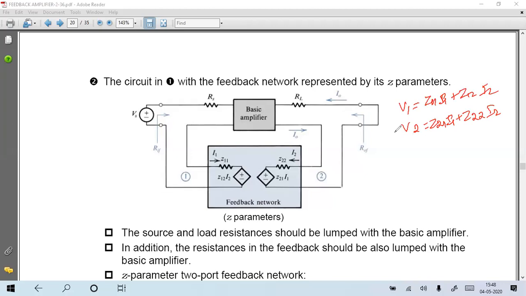At the input side, V1 will change because in a series path the current is the same. The output side is also a series path, so the current is the same, and the voltage will change. So that is dependent. The left hand side is the dependent parameter. V1 and V2 are dependent parameters, dependent on the currents. I1 and I2 are constant, but V1 and V2 vary with respect to I1 and I2. That is why we are choosing the impedance parameter. So the feedback network is replaced by the impedance parameter.